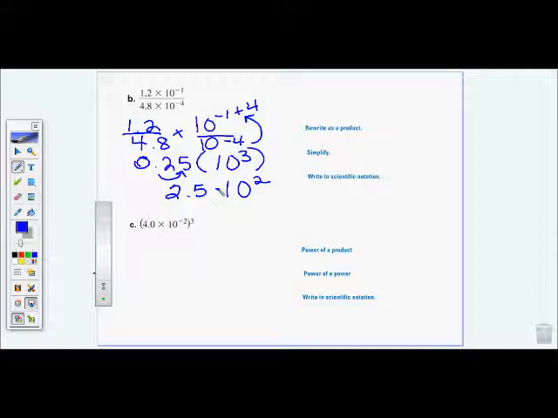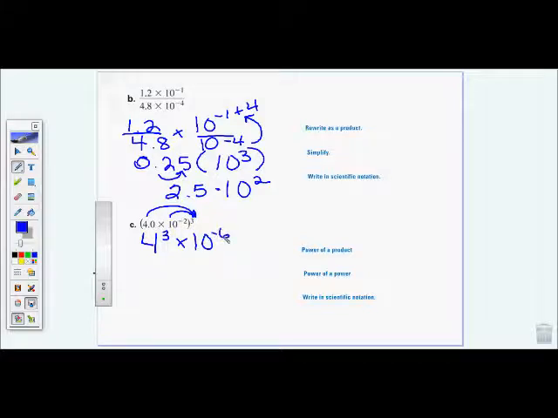Now my last one, I have a quantity inside of the parentheses, and then I also have it raised to a power. So the first thing that I'm going to do is apply my raising to the power. So I'm going to do 4 cubed, and then 10 to the -2, and then I'm going to raise it to the 3rd power, so now I have a -6.